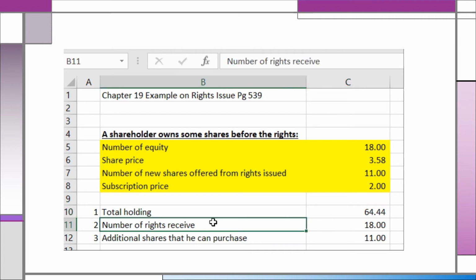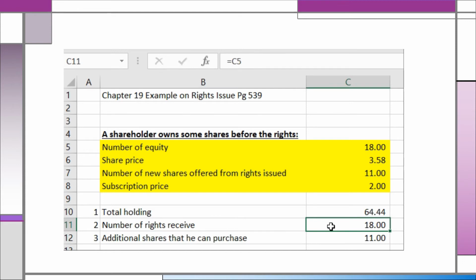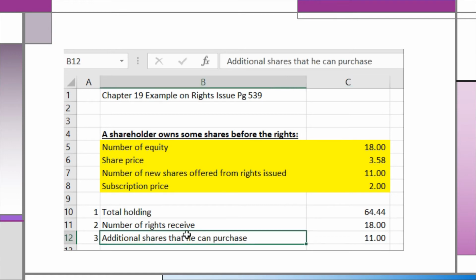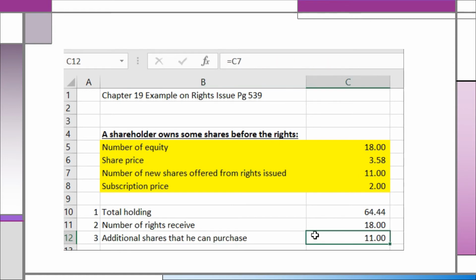Question 2. How many rights will he receive? The number of rights received is 18, same as his shareholdings. One share is entitled to one right. Question 3. How many additional shares can he purchase? The ratio is 18 rights to buy 11 new shares, so he can buy 11 new shares. The number of rights to buy a share of equity is 1.649.